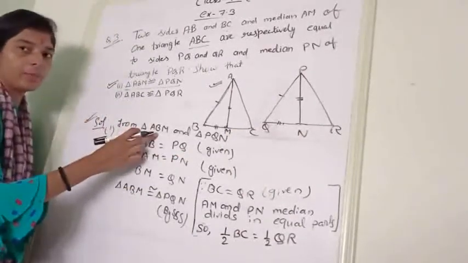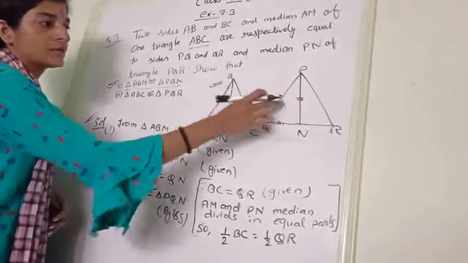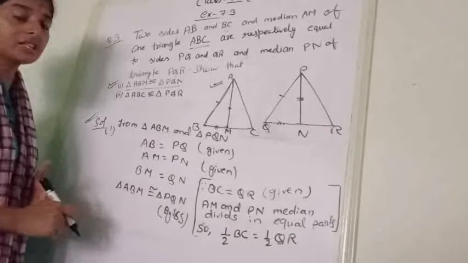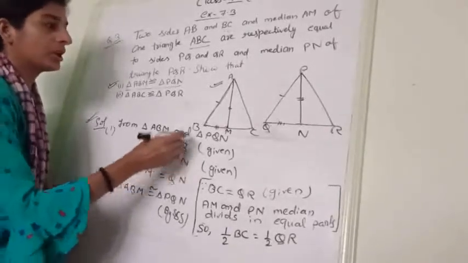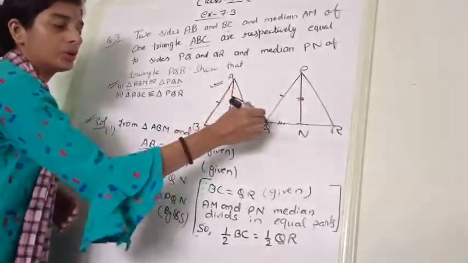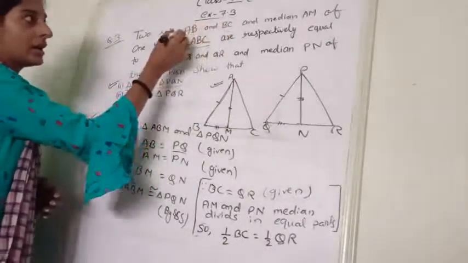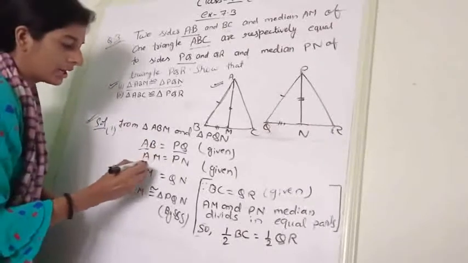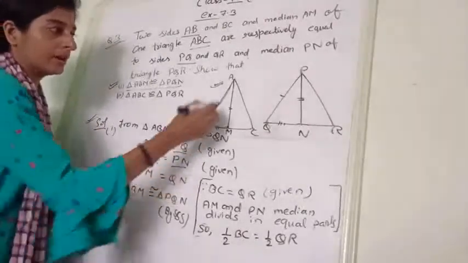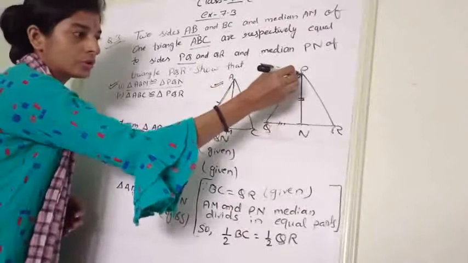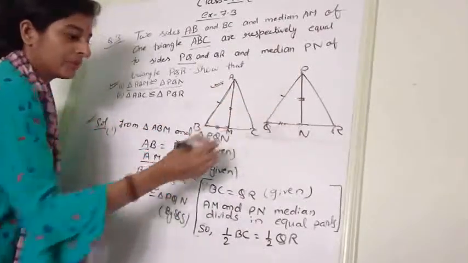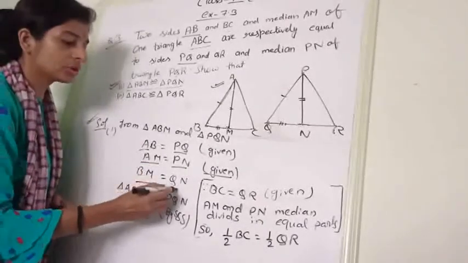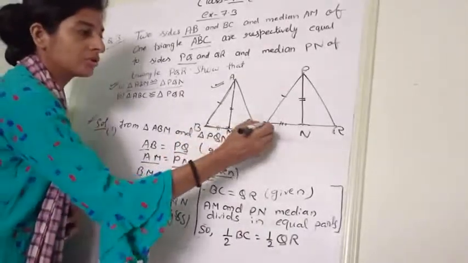From triangles ABM and PQN, two triangles we have to take. Now the first thing given is AB is equal to PQ. This one is given in the question. The other one is AM is equal to PN. The median AM is equal to the median PN. This one is also given. Now come to the third one: BM is equal to QN.